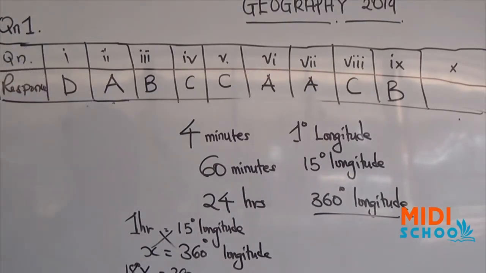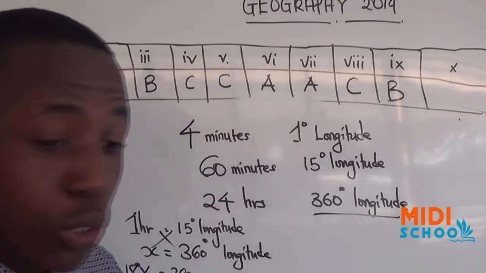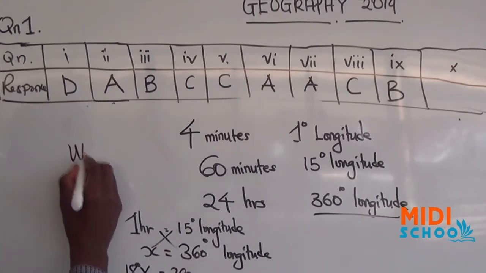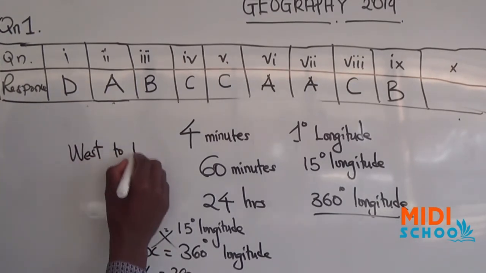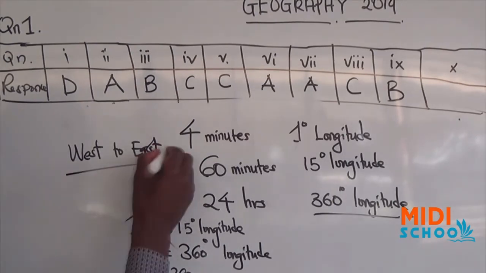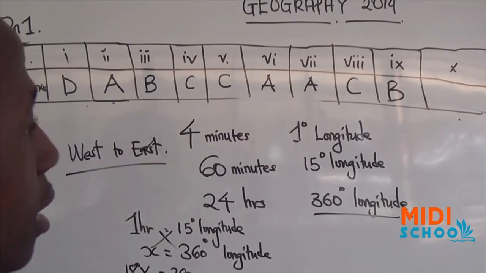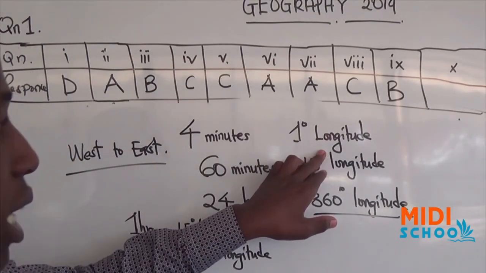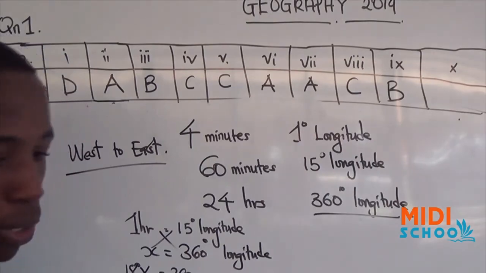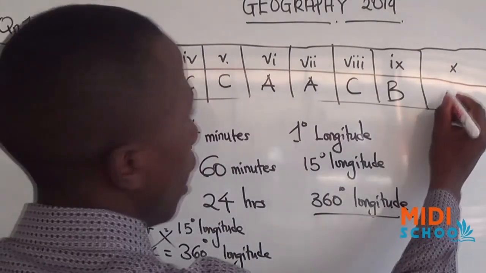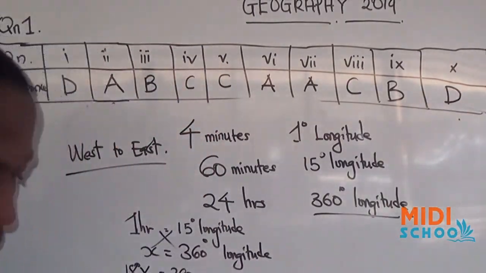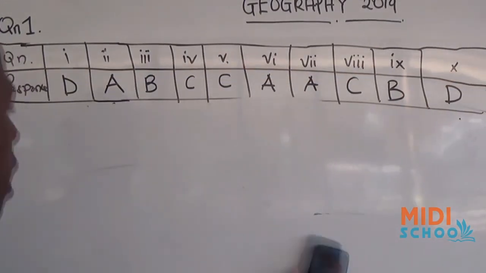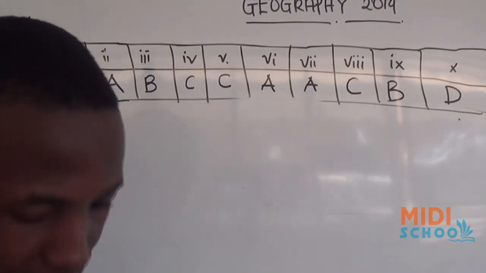So from this one, you can witness that due to Earth's rotation, from the direction of west to east, is the one that results in the increase of 4 minutes for one degree of longitude. Because of the rotation. So our answer here will be D. Our answer is D.